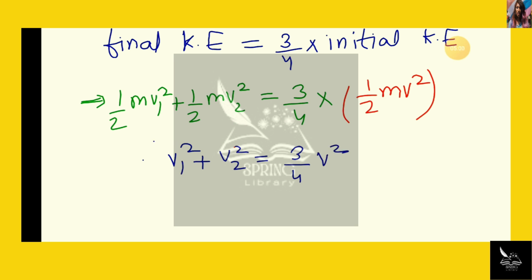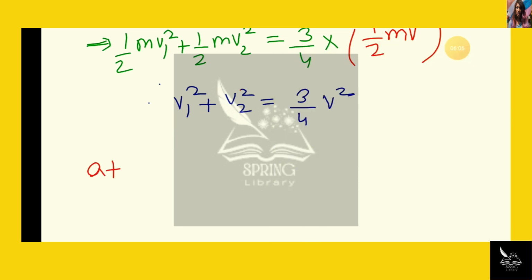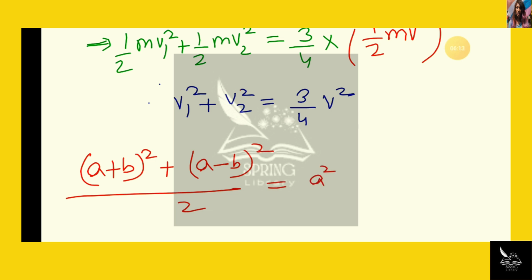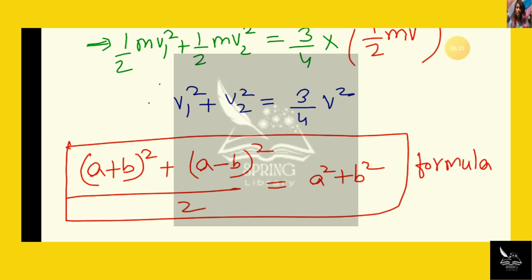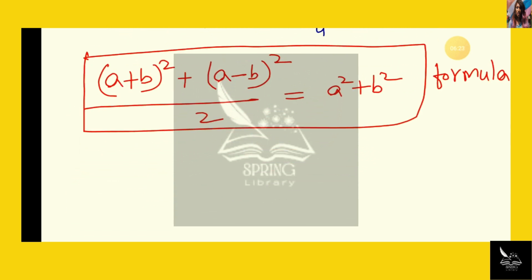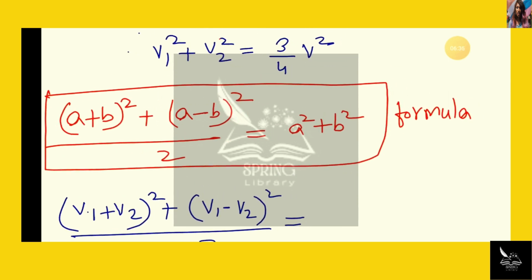So now next step is, here I am applying a formula, that is (a plus b) whole square plus (a minus b) whole square divided by 2 will be equal to a square plus b square. So use this formula in the above step. So left side will be written as v1 square plus v2 square is equal to (v1 plus v2) whole square plus (v1 minus v2) whole square divided by 2, is equal to, now right side will be written as 3/4 of v square.